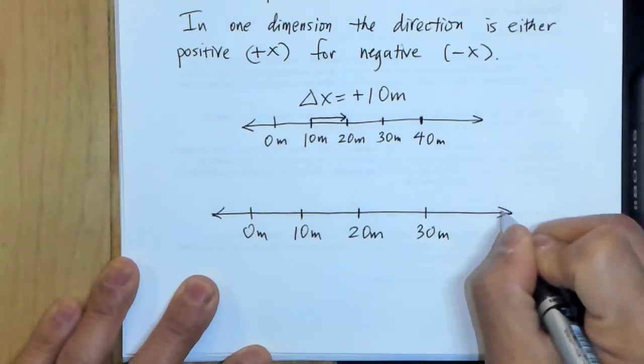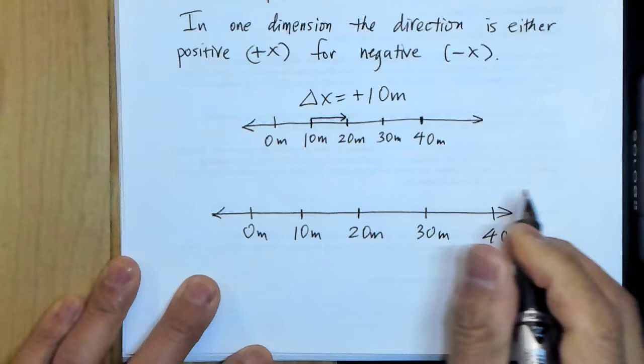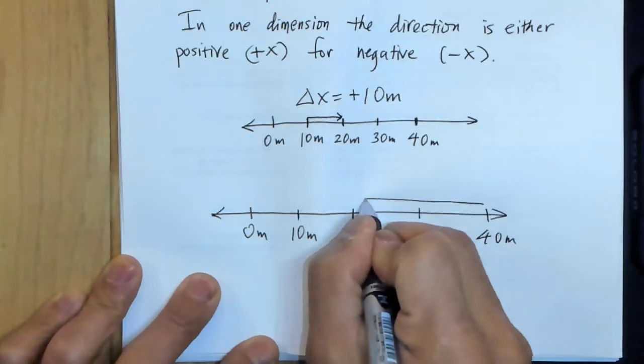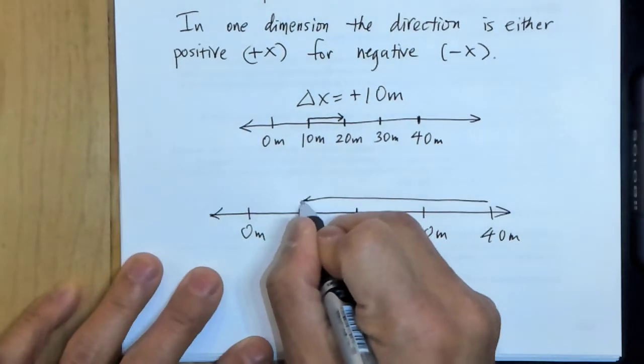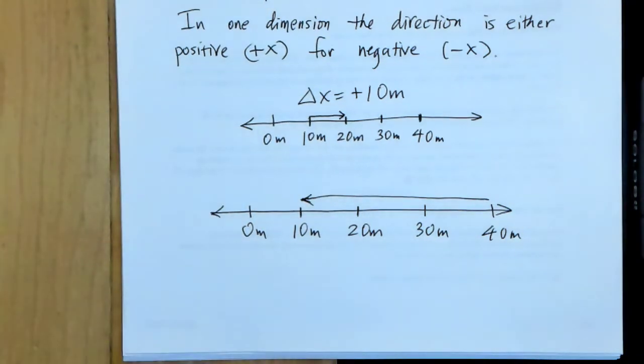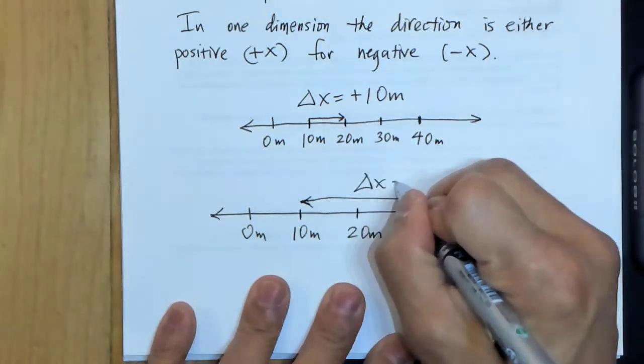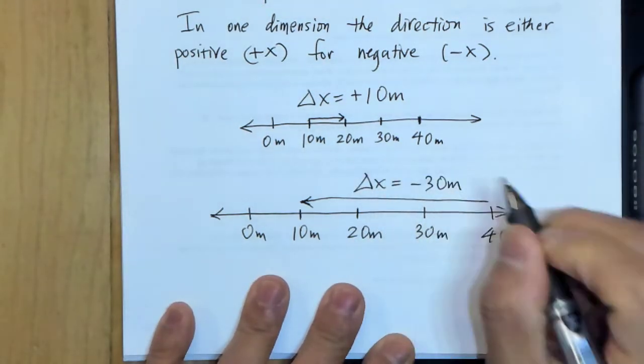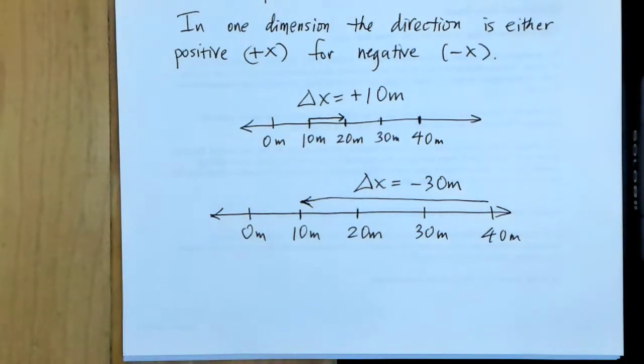30 meters, 40 meters. Suppose I start over here and I go back like this. I start off at 40, end up at 10. I do final minus initial, 10 minus 40, I get negative 30. And so in this case, the displacement x is equal to negative 30 meters. Everybody okay with that? All right.